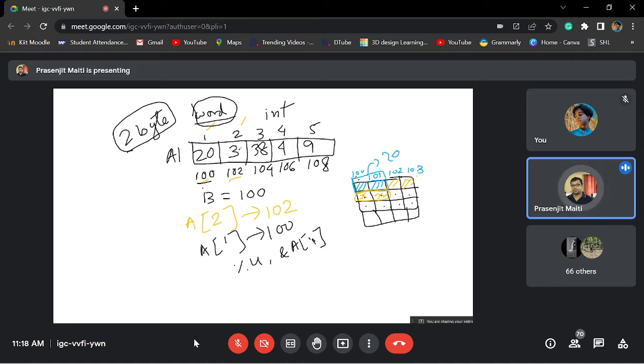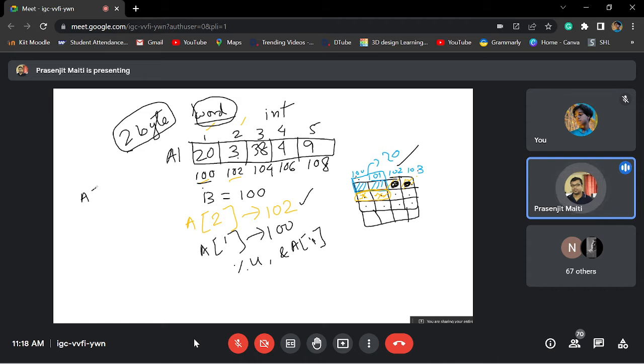Similarly, if you want to store 3, you require 2 bytes. So 102 and 103, these two locations are occupied by the value 3. The address of A2 represents the first address of that particular block. So A2 is 102. Now it is clear to everyone? Yes, yes. Okay. So the address of A1 is 100, A2 is 102.